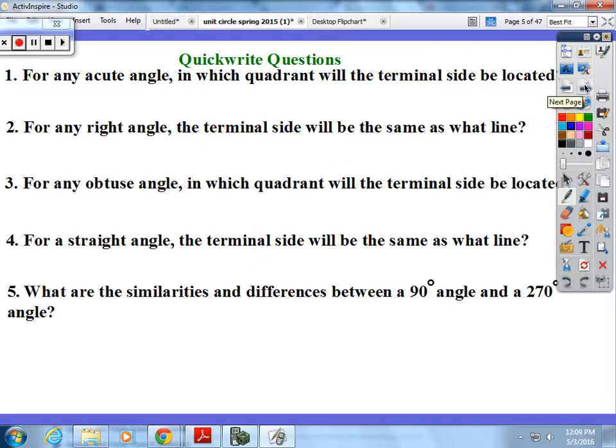Okay, so now we're going to do a quick write, so I need you to stop, think about these questions, fill them in your notes, and then come back on and we'll talk about it.